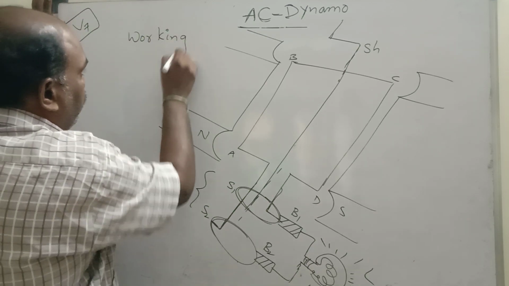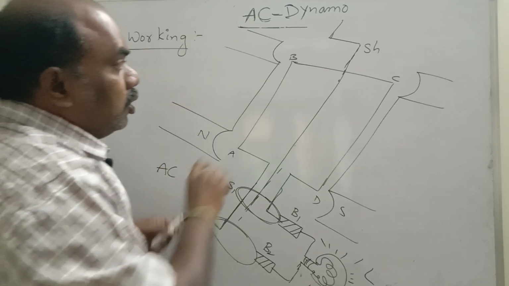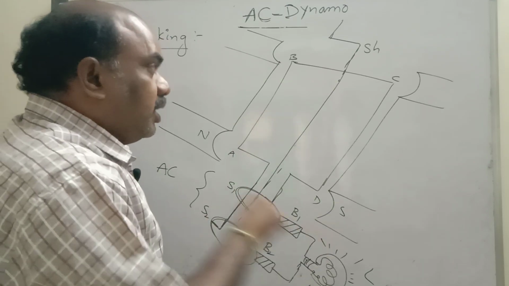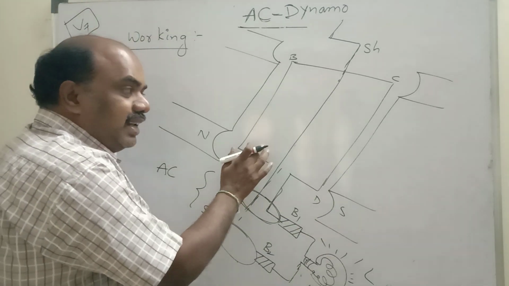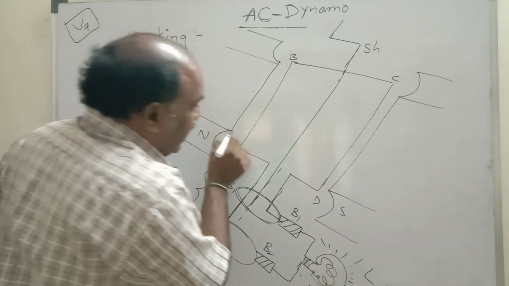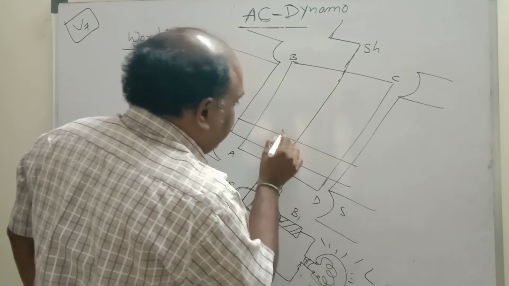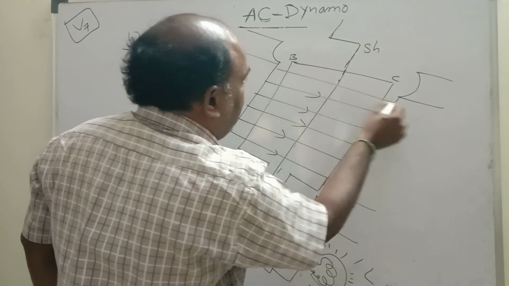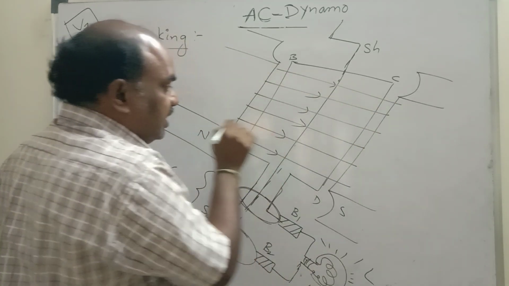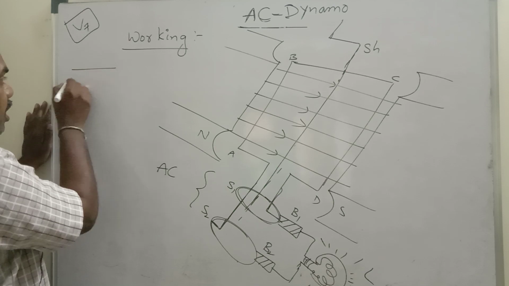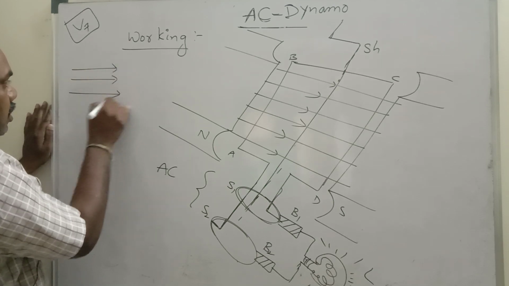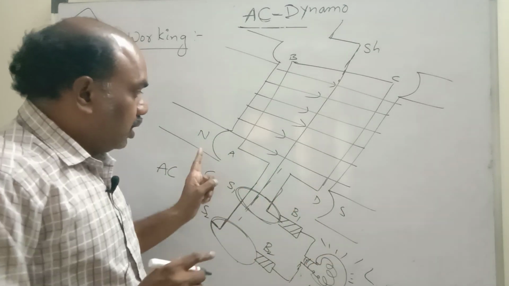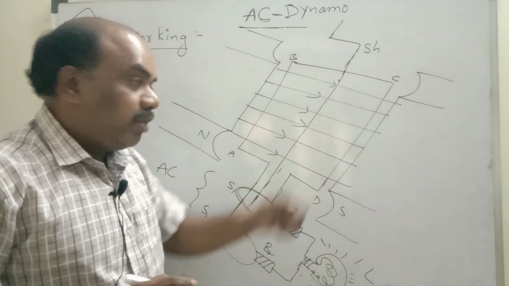Working. See, children, rotate the armature. If you rotate the armature, what will happen? Whenever you rotate the armature, magnetic flux is linked in the coil. We know that a uniform magnetic field is produced in between the horseshoe magnet. From north to south, a uniform magnetic field is provided by the horseshoe magnet.